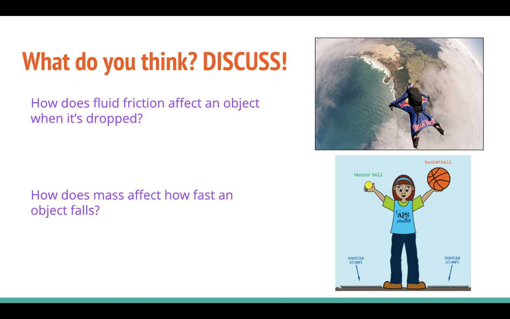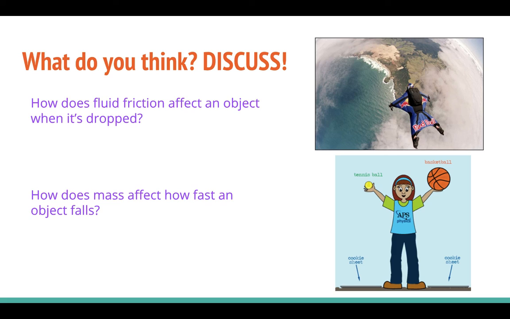All right, let's talk about the first question. How does fluid friction affect an object when it's dropped? Fluid friction opposes motion. Because on Earth we have air, you can even move your hands around and feel that fluid friction against your hands. Fluid friction going upwards causes things to fall slower. When we're talking about that tennis ball and basketball example, if we drop them from the same height, the basketball would hit first because the tennis ball would have more air resistance against it, more fluid friction, so they would not fall at the same time on Earth.